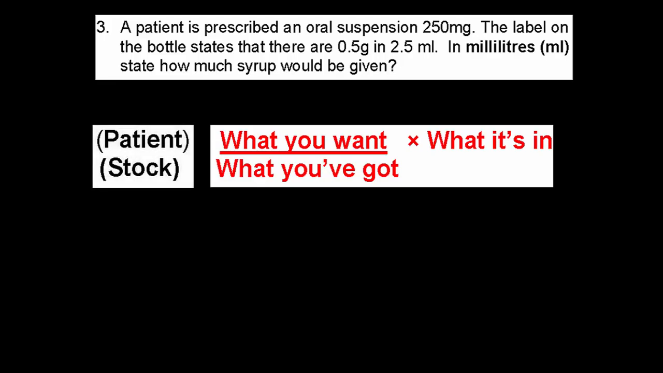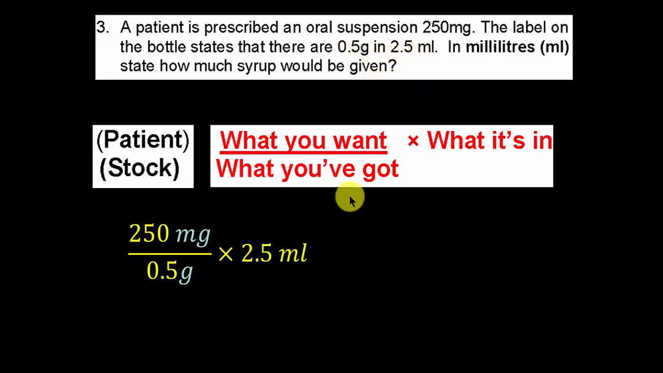So I often think of it as patient over stock. More overtly, I think of this idea of the patient comes first, that old adage which alerts me as to what number I want to write down first. Now the patient is prescribed 250 milligrams, so I'm going to unpack this question using the formula and write down first 250 milligrams. Then I put it over the stock, which is 0.5, and the what it's in, 2.5 millilitres.